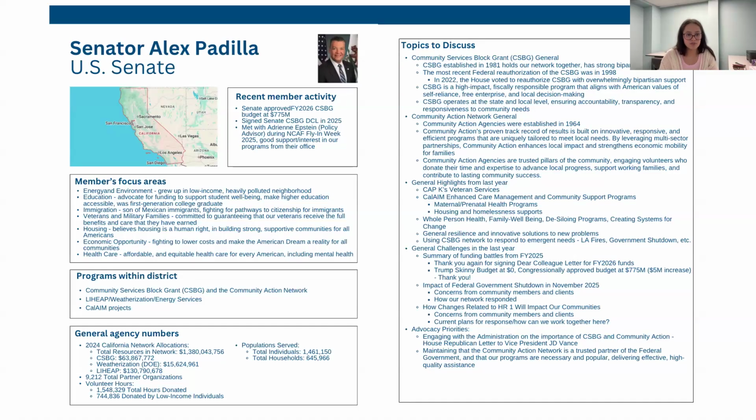Since we don't have new talking points from NCAF at this point, we're running with the ones from last year. So we have some of those there to talk about CSBG in general, talking about our community action network in general, and some specific programs we wanted to highlight. Looks like Senator Padilla cares about veterans and military families, so we wanted to talk about CAPK's veteran services and the new housing that they have in Kern. Some CalAIM programs too. We think those are really innovative new programs that we'd love to talk to Senator Padilla about.